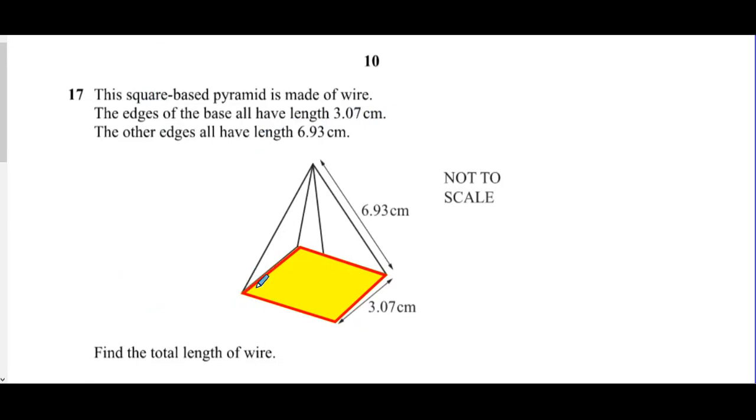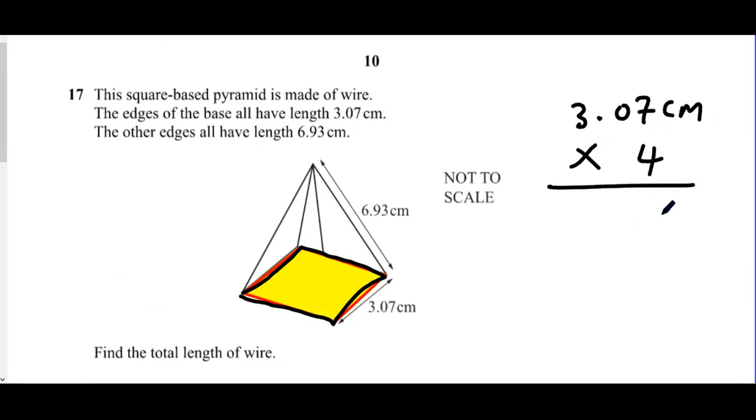How many edges are there? We have 1, 2, 3, 4 edges, each 3.07 centimeter. So 3.07 multiplied by 4 gives 12.28. These are centimeters. Okay, so that is for the base. Now, do we have another part? Let us see.